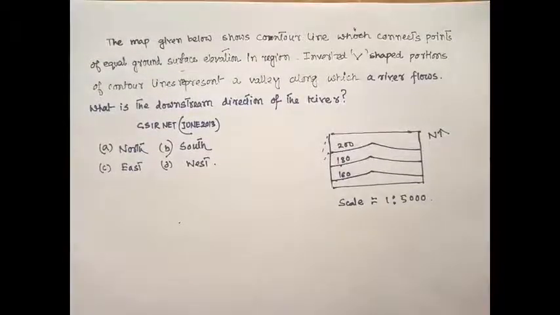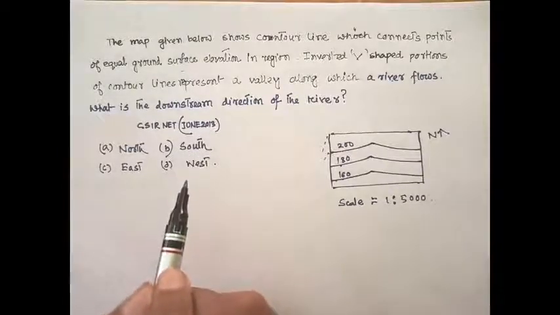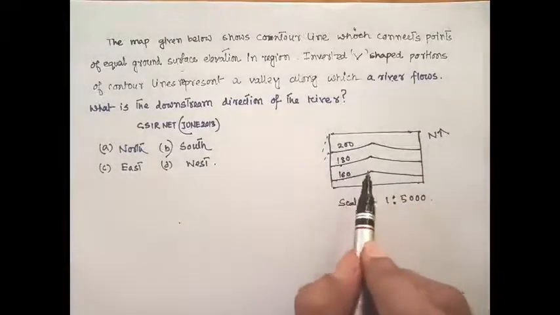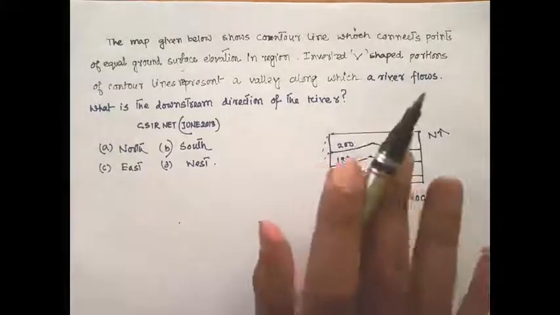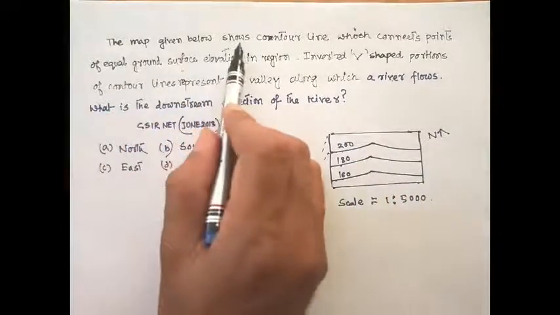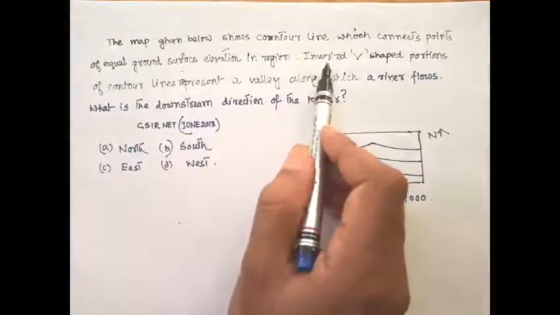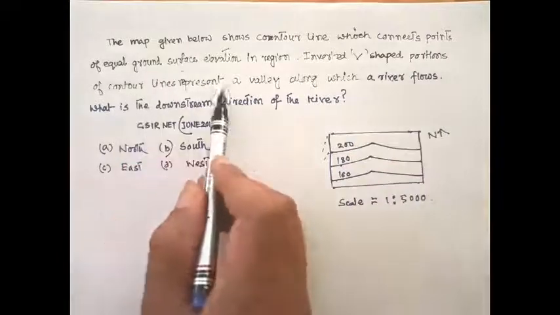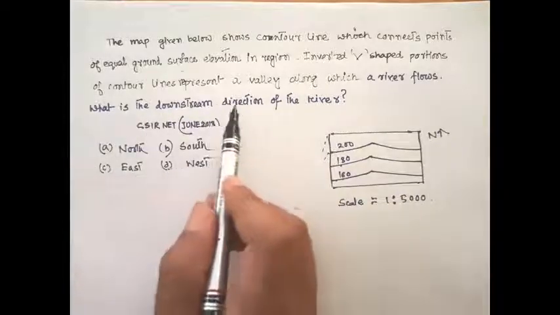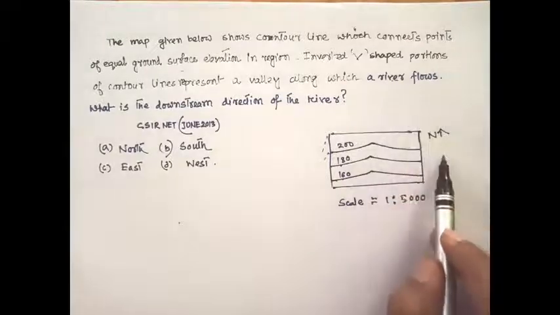This question was asked in CSNA June 2013. This is a question of boat and river type. In this question a map of contour lines is given. The map shows contour lines which connect the points of equal ground surface elevation in the region. The inverted V-shaped portion of the contour lines represents a valley along which a river flows. What is the downstream direction of the river? In this map, this direction will be the north direction.